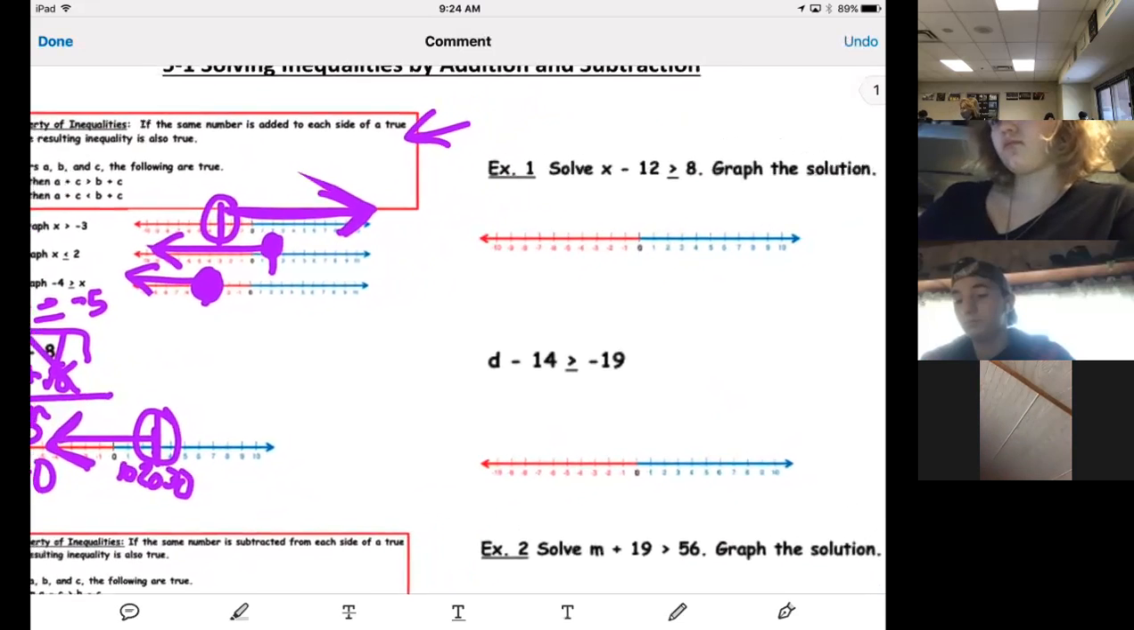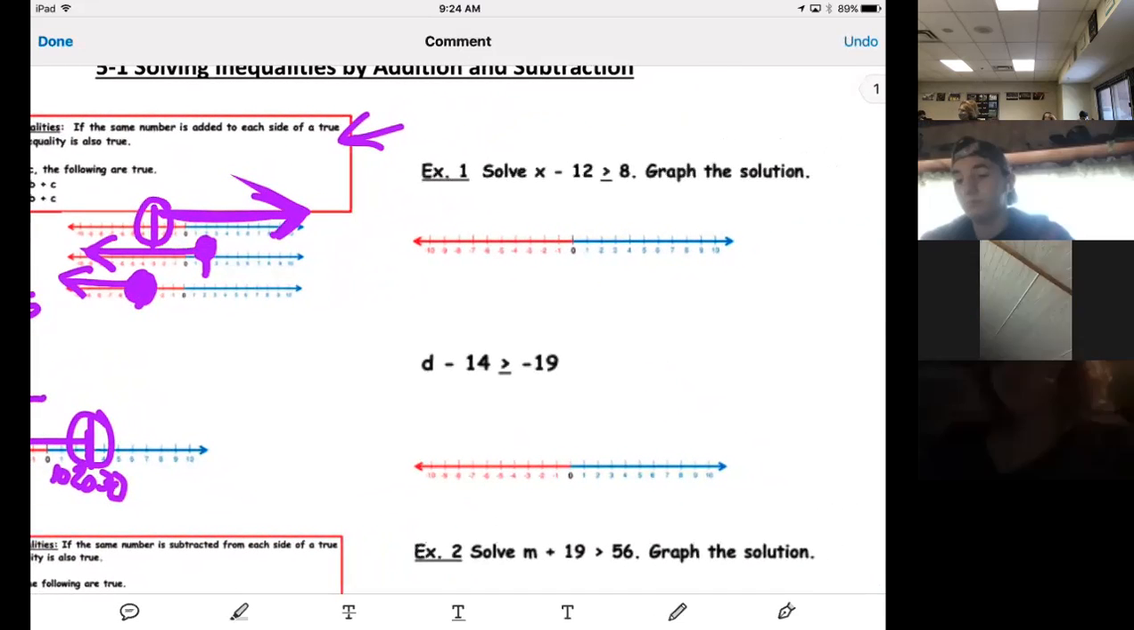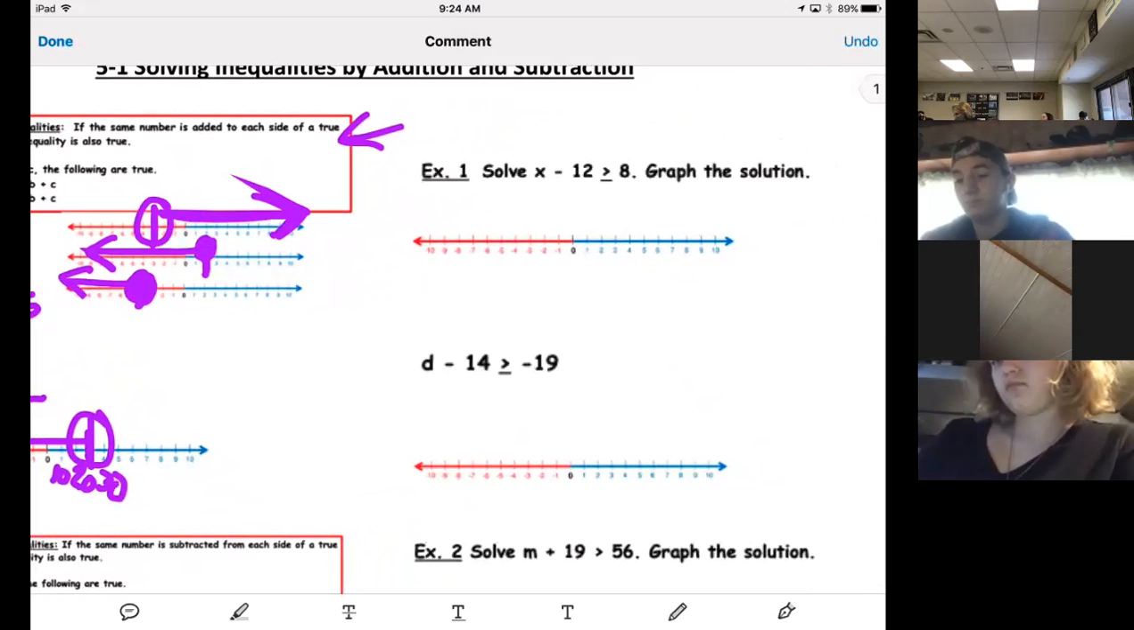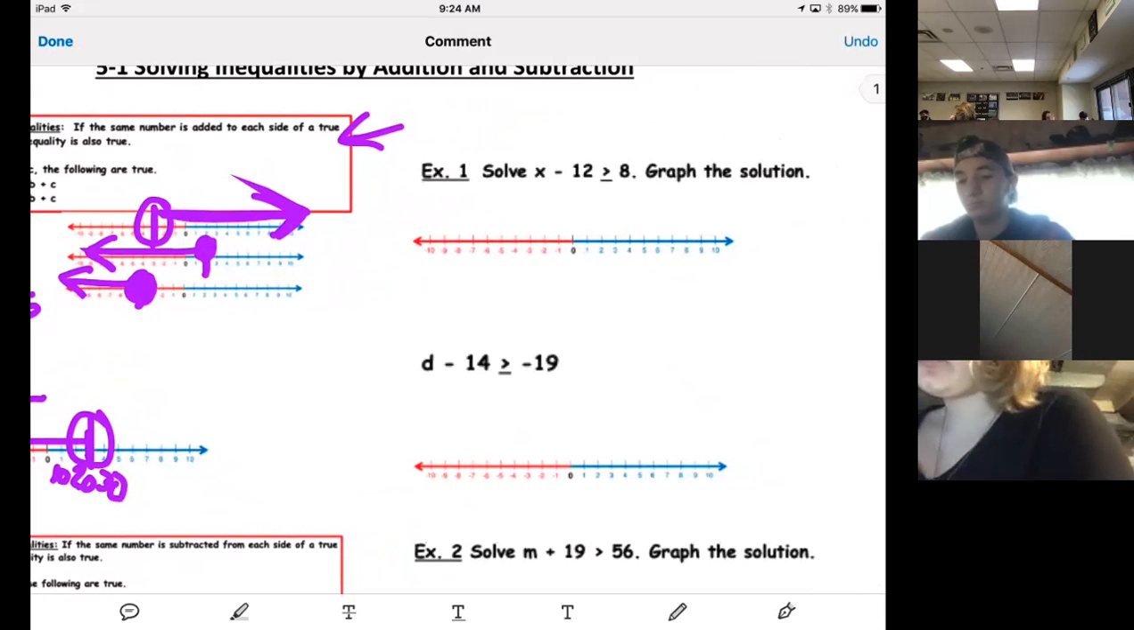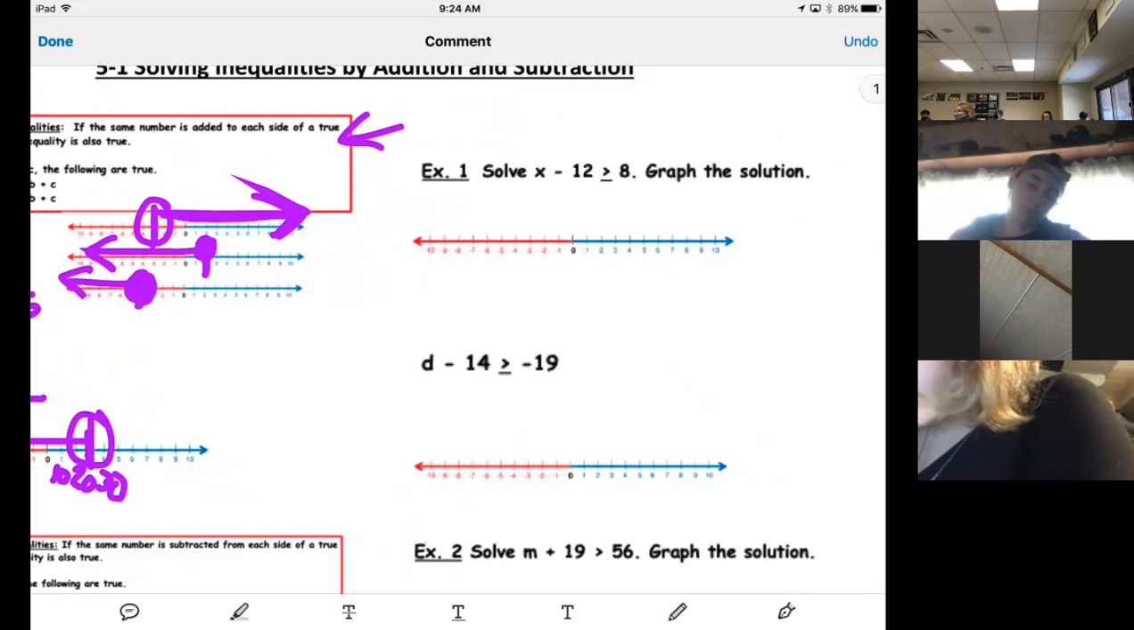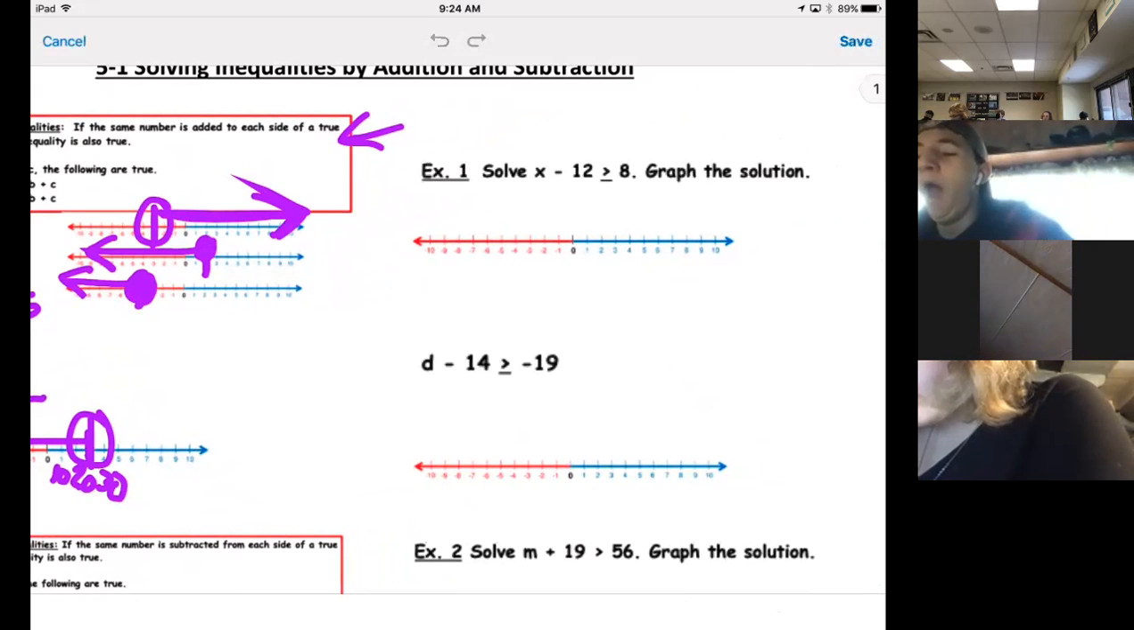Now, if you did really well with solving one-step equations with addition and subtraction, then you should do really well with solving inequalities using addition and subtraction, because we're doing the exact same thing. The only added part to it is we have to graph it after it's done. Okay, so if we go up here to example 1, x minus 12 is greater than or equal to 8.